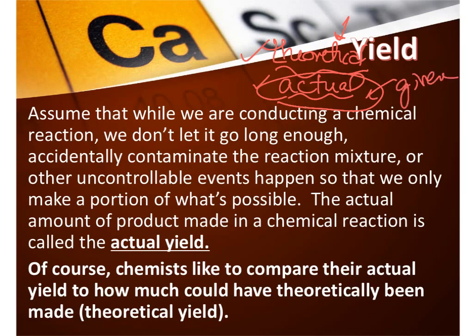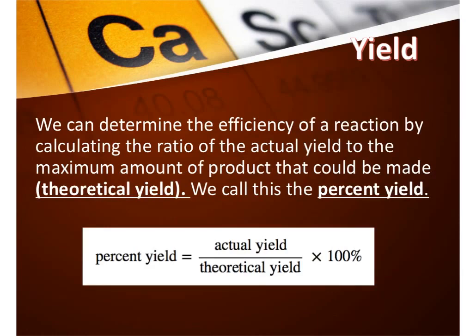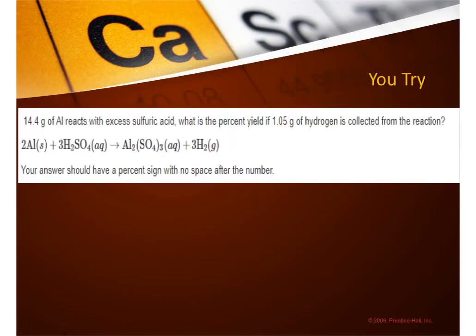Now, of course, chemists always want to know what the actual yield is compared to the theoretical yield, right? What ratio of the product did they get from what they could have gotten? And that's percent yield. So this is a formula you need to know, okay? Percent yield is simply the ratio that the chemist gets, the actual yield over the theoretical yield, the calculated amount that could have been made, times 100. And so that's a real common thing to have to calculate. So here's another example for you to try.